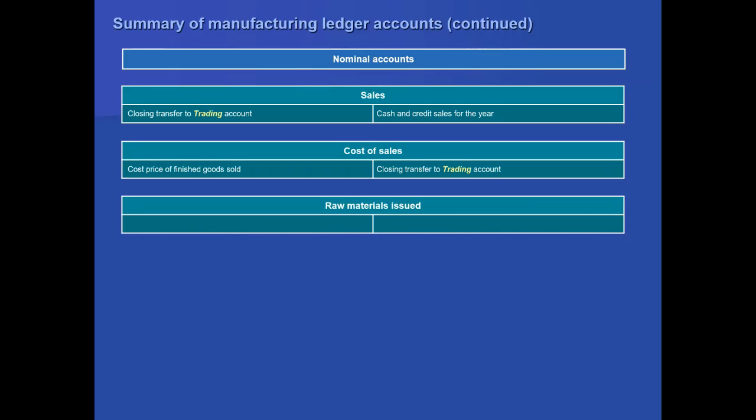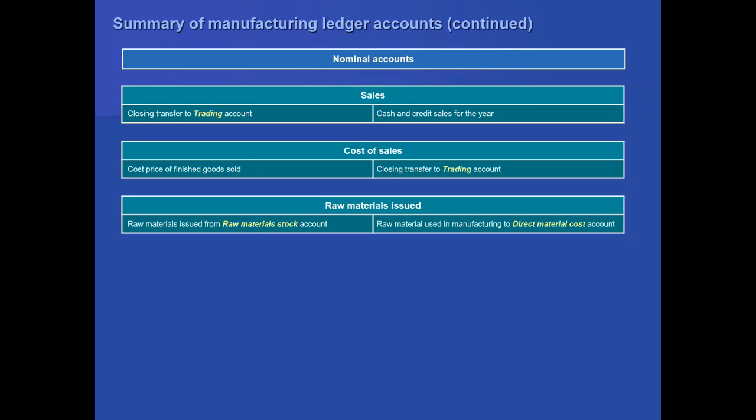Raw materials issued, we know it's an expense account. So the raw material stock account in the previous slide, our asset, we know we credited it with the raw material that was issued, and this raw material issued account, expense account, is the one we will debit. So therefore our contra entry on the credit side is the raw material stock account.